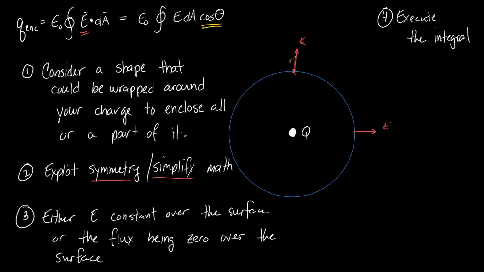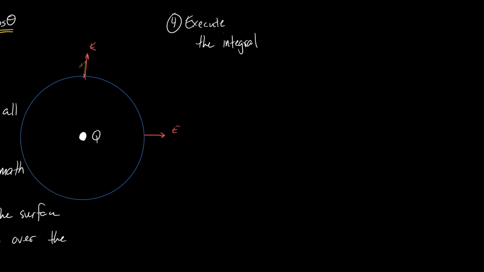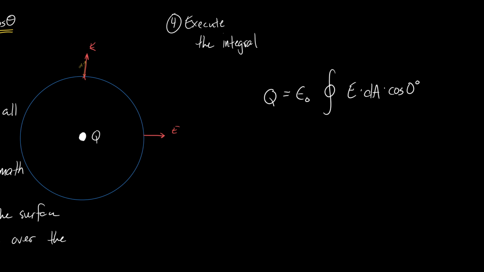You're looking at way 1 using a spherical surface. And we'll look at way 2, 3, and then we'll be done because there's only 3 ways that we can really do this. There's only a couple of symmetrical surfaces that work for our charge configurations. So we're going to execute the integral. I'm going to slide all this over here, and I'm going to write this out as Q equals epsilon naught times the sum of E times dA times cosine 0 degrees.